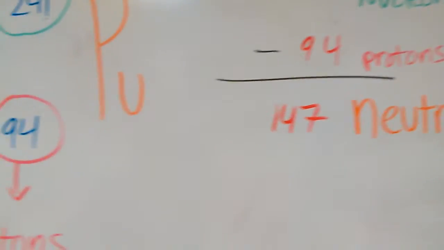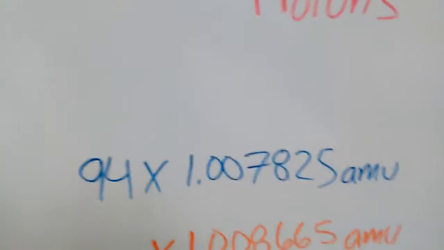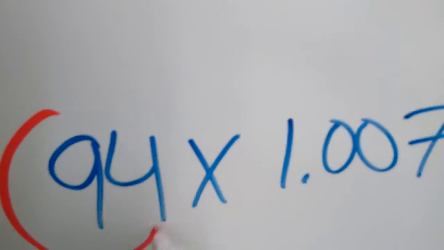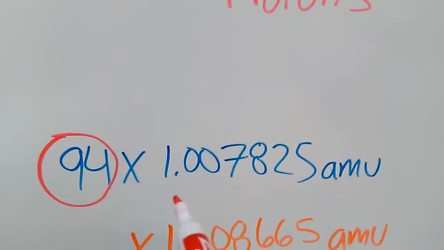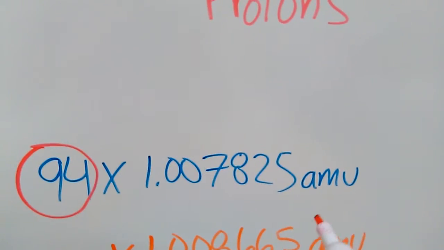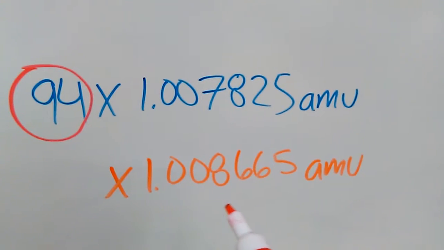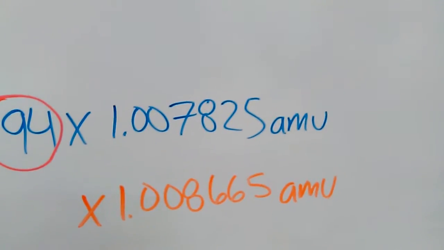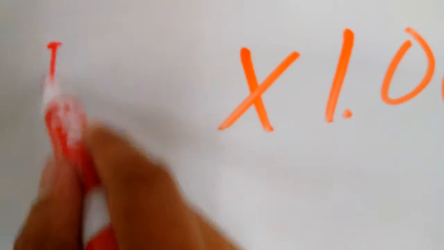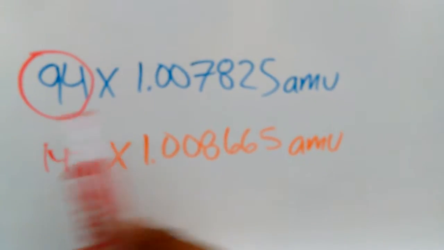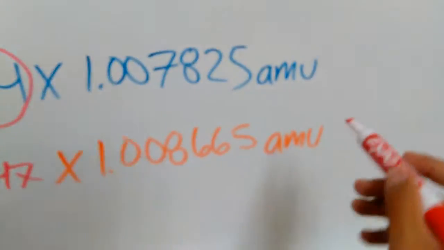So we're going to multiply our protons, 94, remember, these are our protons, times 1.007825 atomic mass units. And here you see 1.008665 atomic mass units, which we're going to use for the neutrons. So here we'll put 147, and you're just going to do the calculation. You're actually going to multiply both of these.